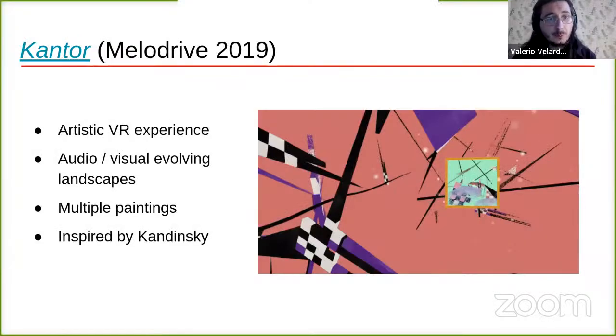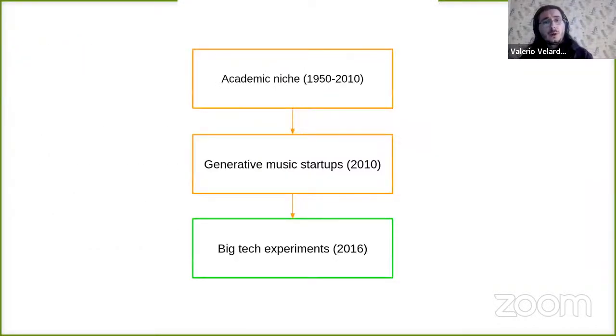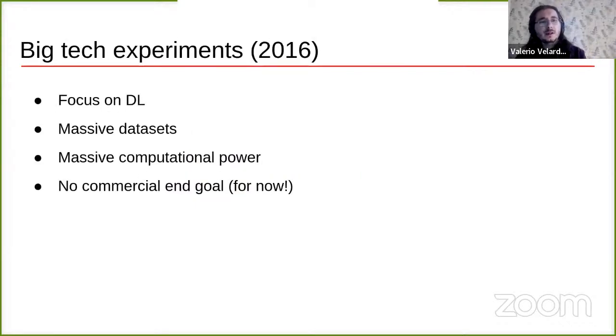It's on Bandcamp, and you can listen a little to what we came up with. Now we move on to the third period of this timeline, which is big tech experiments. This starts around 2016, and here we see a huge shift from traditional machine learning techniques towards deep learning, with massive datasets and massive computational power used to create these models. These experiments don't have a commercial end goal, at least for now, for these big companies.